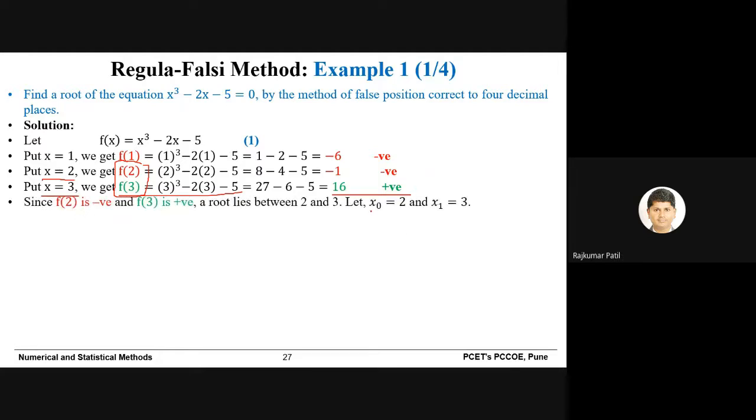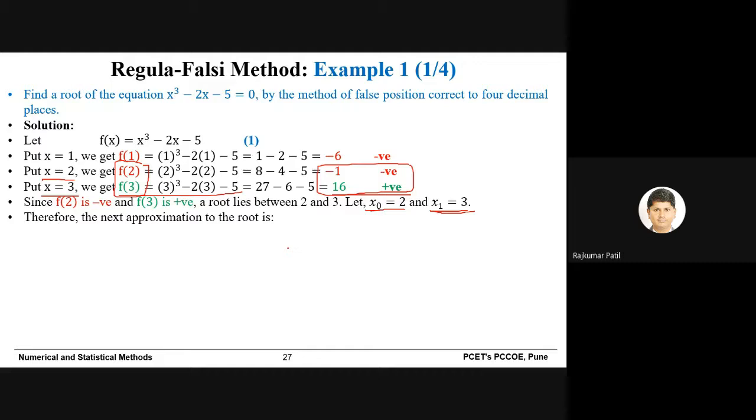Let's say x naught equal to 2 and x1 equal to 3, for which f of x naught has a negative sign and f of x1 has a positive sign, and therefore the root lies between x naught and x1. So these are the two initial approximations. Instead of x naught and x1, just like in the bisection method, you can start with a and b. That is up to you, whatever notation you want to use.